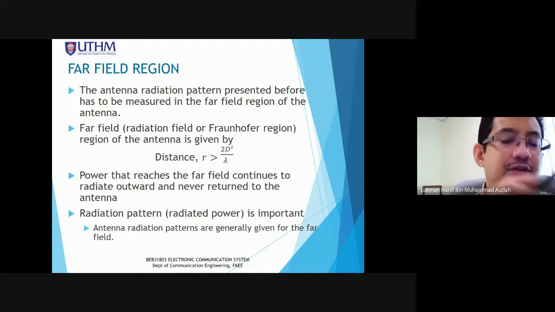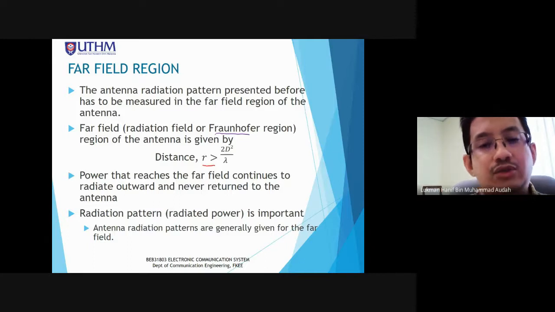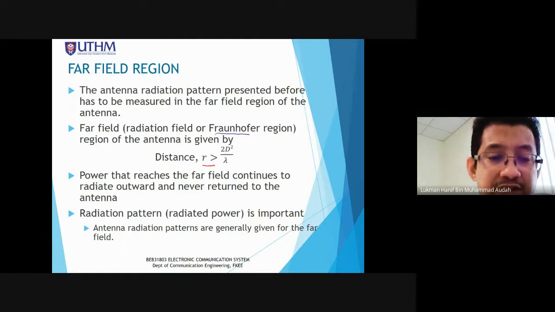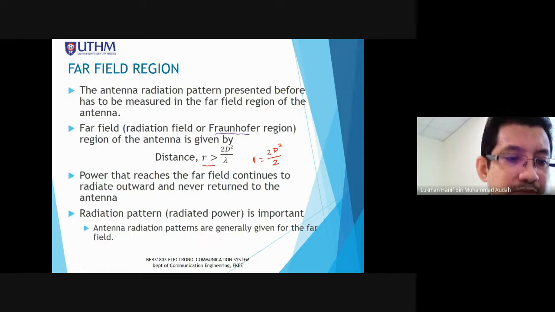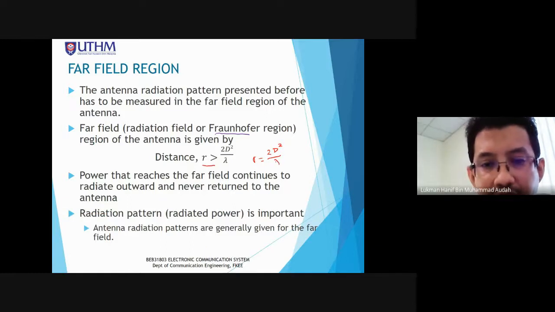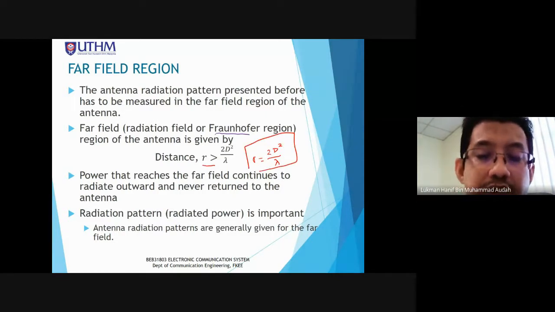Okay, so far field region, or what we call as the Fraunhofer region, is defined as the distance more than 2d square over lambda. D adalah antena diameter, dibahagikan dengan panjang gelombang. So dikatakan di sini, maknanya dia punya distance pada jarak R sama dengan 2d square over lambda. So ini adalah jarak yang memisahkan antara far field region dan juga near field region. Nanti kita akan lihat near field region.